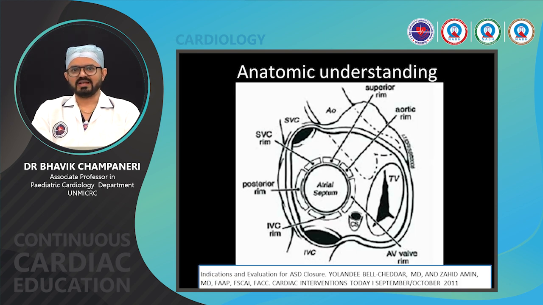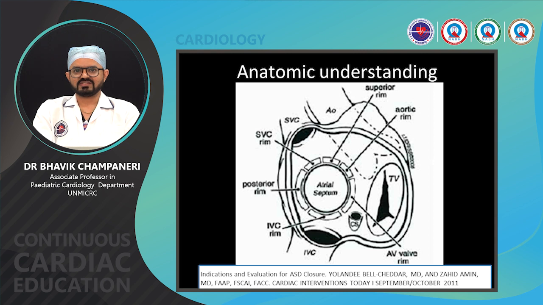So this is a normal anatomical understanding of atrial septal defect. This is an atrial septal defect in en-face view. This is an entire atrial septum, and as you can see, this is how the nomenclature for individual atrial septal rims is being given. And as you can see, this rim in IVC is called IVC rim.